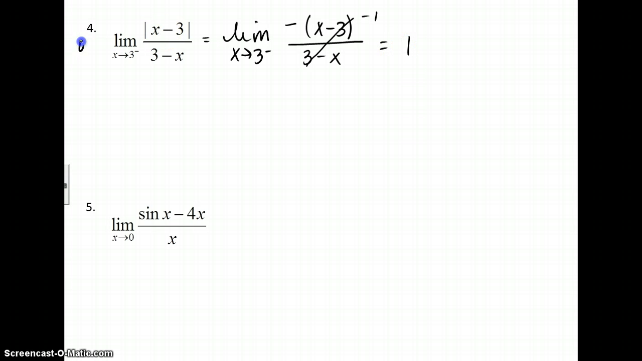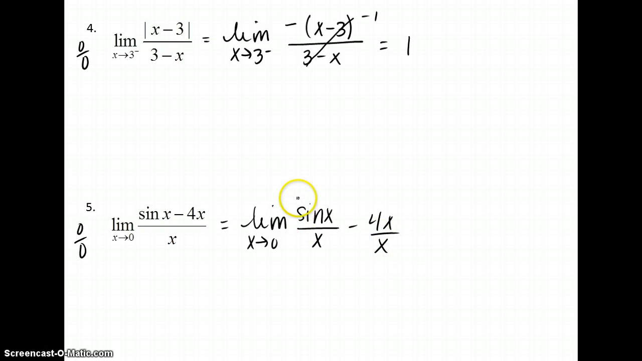Now a direct substitution into this function gives us another indeterminate form. So again, algebraically, we need to look to do something to simplify it. Okay, limit as x approaches 0 of this function in number 5. Direct substitution will give us 0 over 0. So what I'm going to do is separate the numerator into 2 separate fractions, and I can do that.